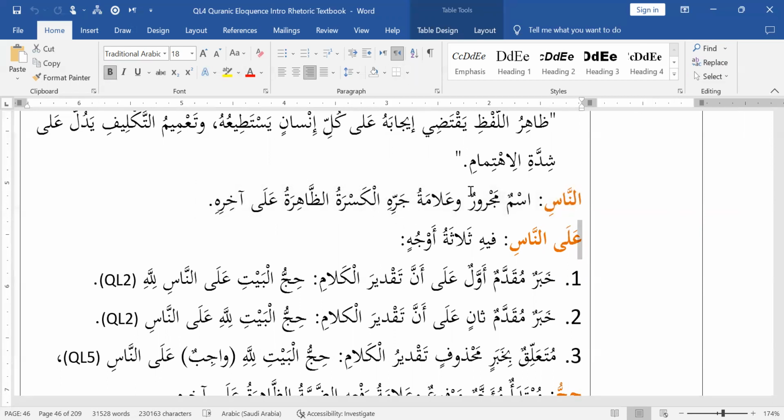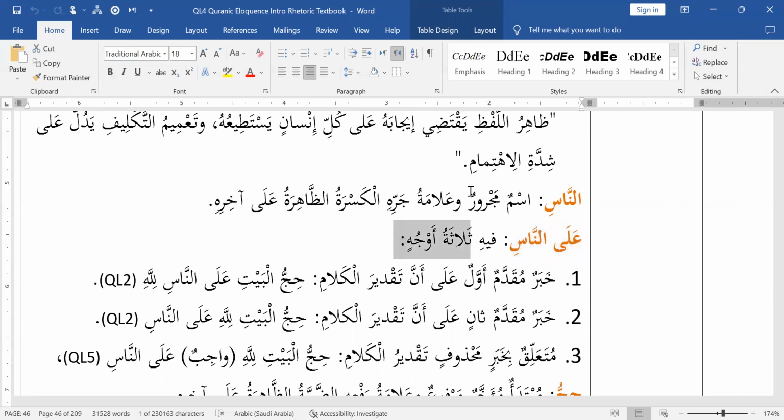Now let's look at alan nas as a unit. It's a two-word unit. Technically, it's three words if you count al as a separate word. But loosely speaking, it's a two-word shibhul jumla. This shibhul jumla, what is it doing? What is its grammatical function?